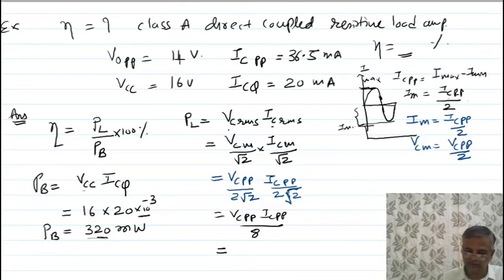What is VC peak to peak? This is your VO, nothing but the output voltage. But they have written it in this form. So let me write VO peak to peak into IC peak to peak upon 8. So I'll put the value.